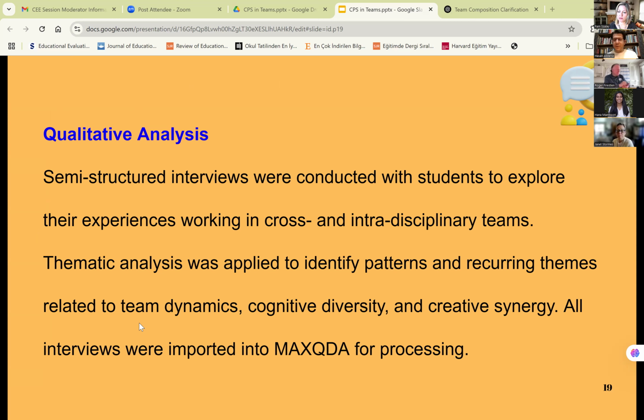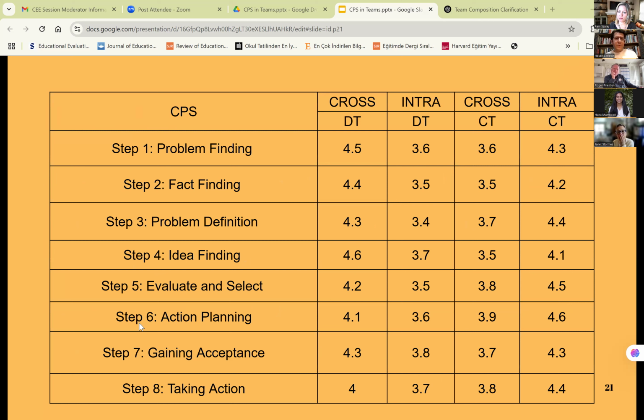And here are our results. We measured divergent and convergent thinking at each step. On the left, we have 8 steps of CPS. We compared 2 team compositions for each step, cross and interdisciplinary teams. Overall, cross-disciplinary teams score higher in divergent thinking across all CPS stages, whereas interdisciplinary teams perform better in convergent thinking at every stage.